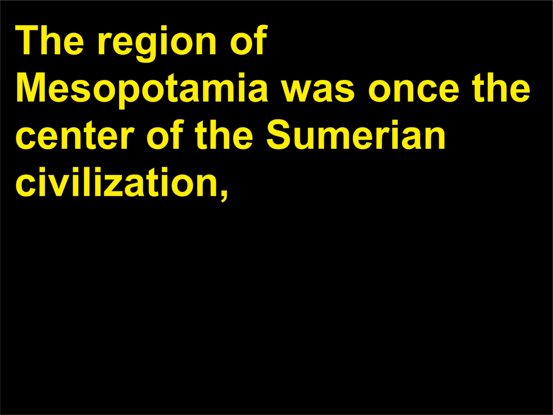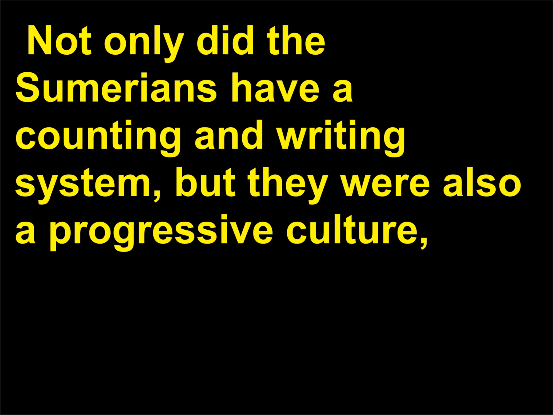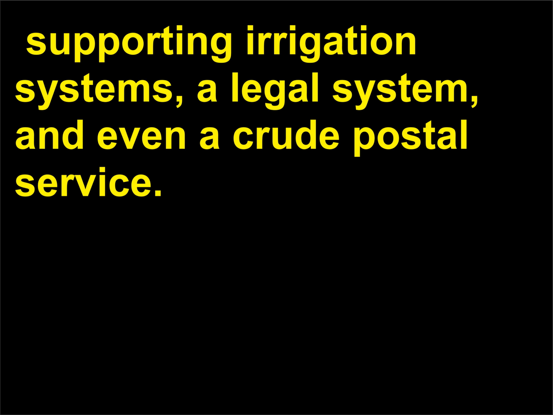The region of Mesopotamia was once the center of the Sumerian civilization, a culture that flourished before 3500 BCE. Not only did the Sumerians have a counting and writing system, but they were also a progressive culture, supporting irrigation systems, a legal system, and even a crude postal service.